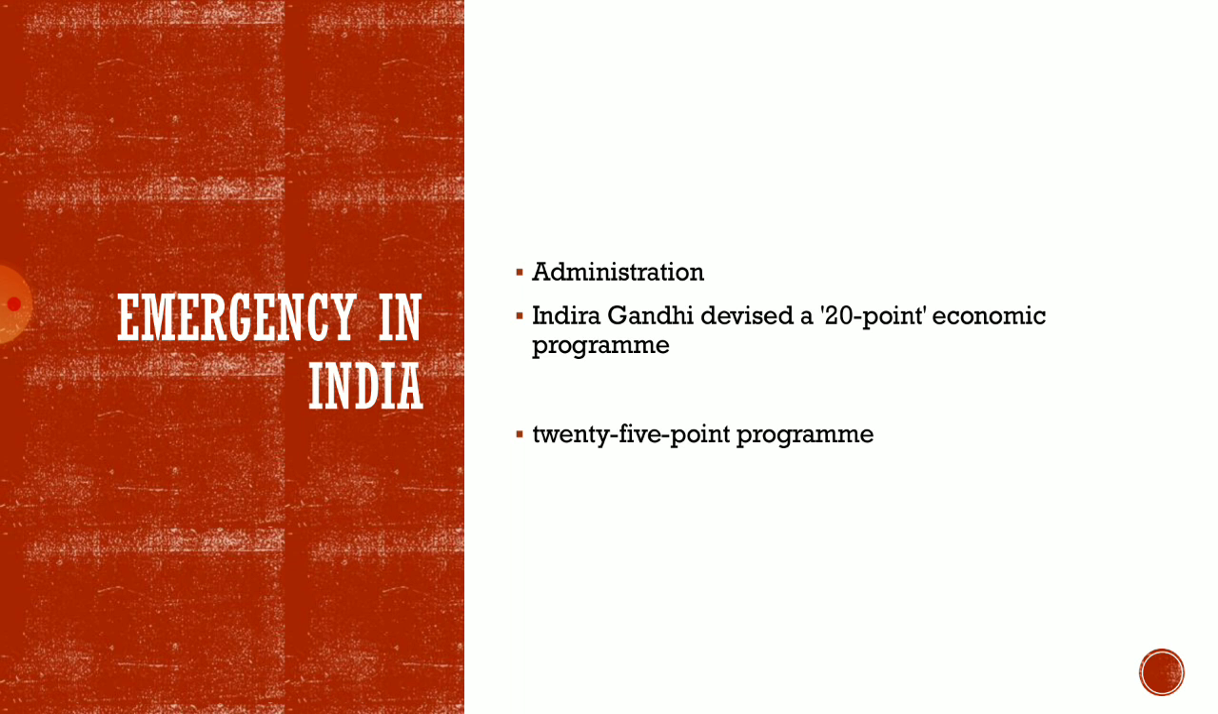So Sanjay Gandhi declared his 5-point program. First was literacy, second family planning, tree planting, and eradication of casteism and abolition of dowry. Okay, no dowry, no casteism, tree planting, family planning, literacy. Later during the emergency, the two projects merged into a 25-point program.